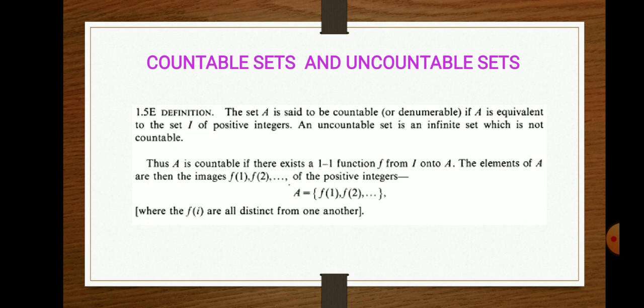Thus, the set A is countable if there exists a one-one function from I onto A. That is, there must be a one-one correspondence from I to A. The elements of A are the images f(1), f(2), etc. of positive integers. That is, A is equal to the set of all f(1), f(2), etc. So now the set A is countable. We can label the elements of A. So this one is the first element, this one is the second element. Like that, we can label all the elements of a given set A if A is countable.